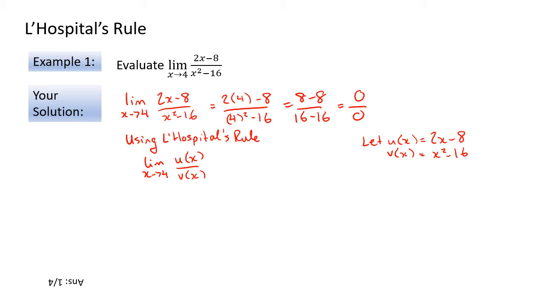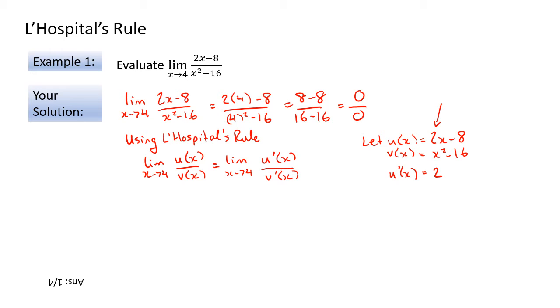Okay, so with L'Hopital's rule, remember we treat these separately, so we can do the limit, right? This is the same as taking the limit as x approaches 4 of the derivative of each of these functions individually. So u prime of x divided by v prime of x. If we do that, our first step is we have to find the derivatives. So we look at the derivative u prime of x, and that's simply equal to 2.